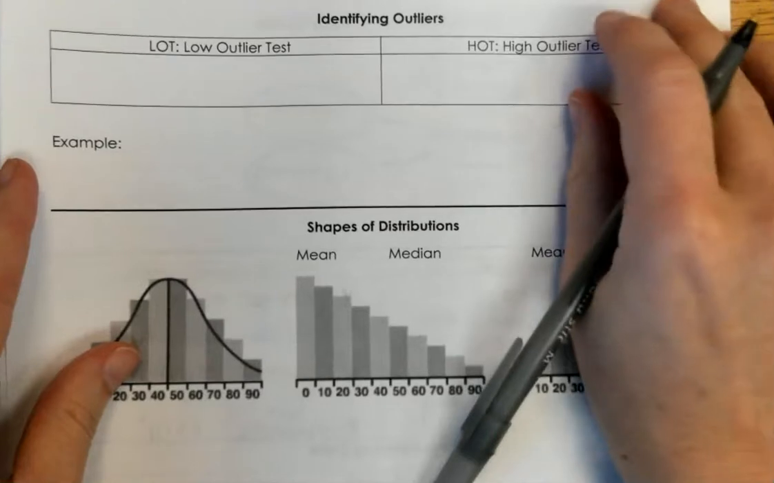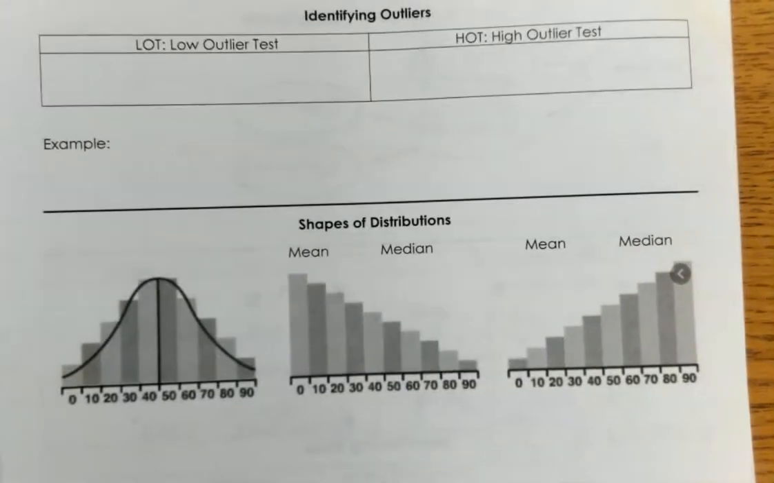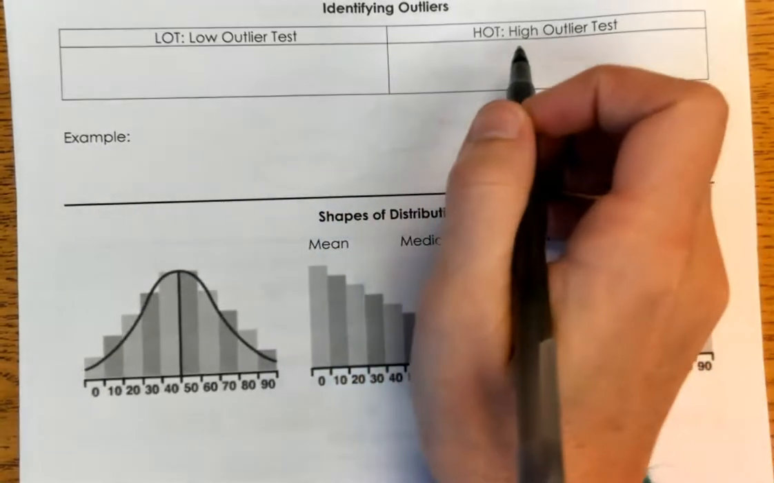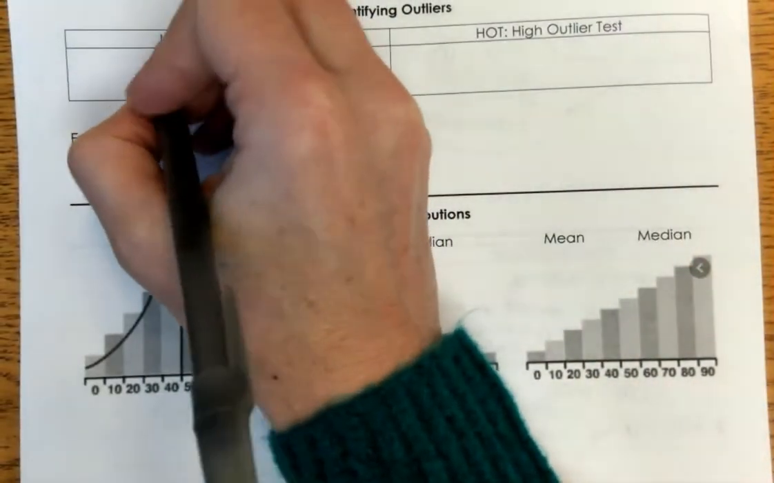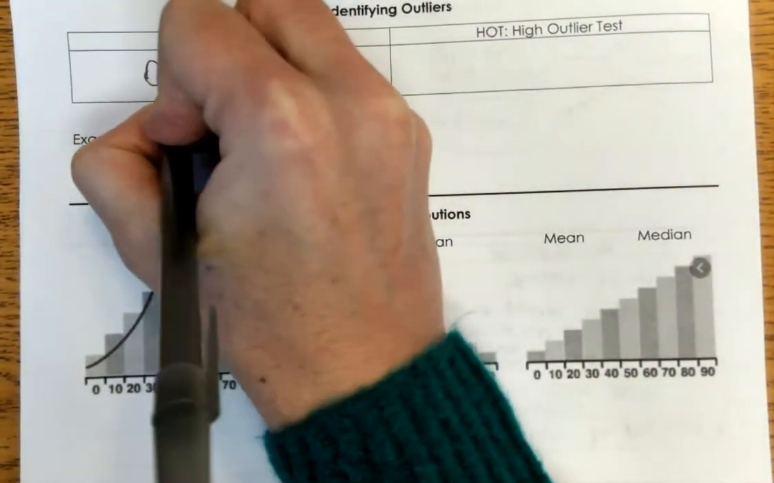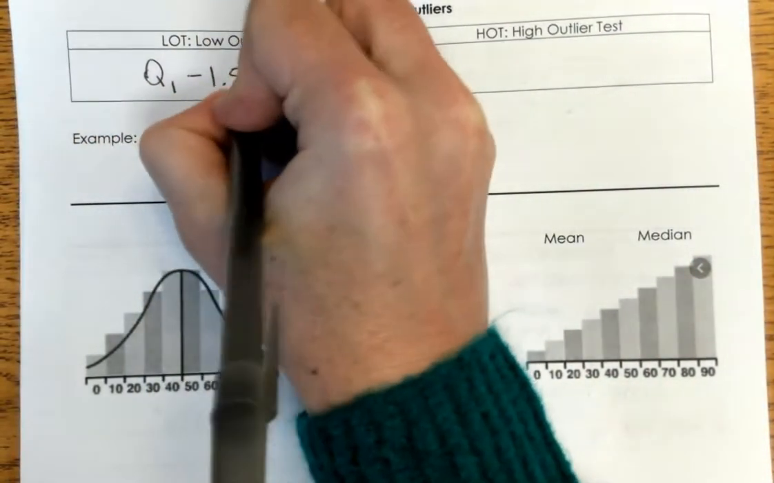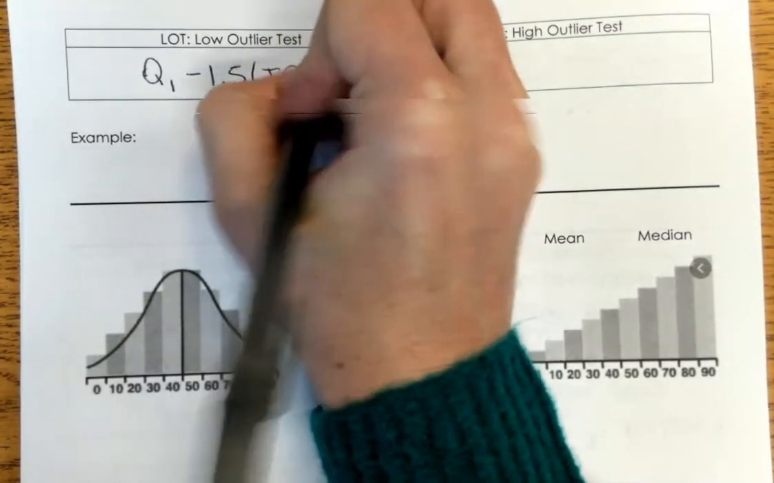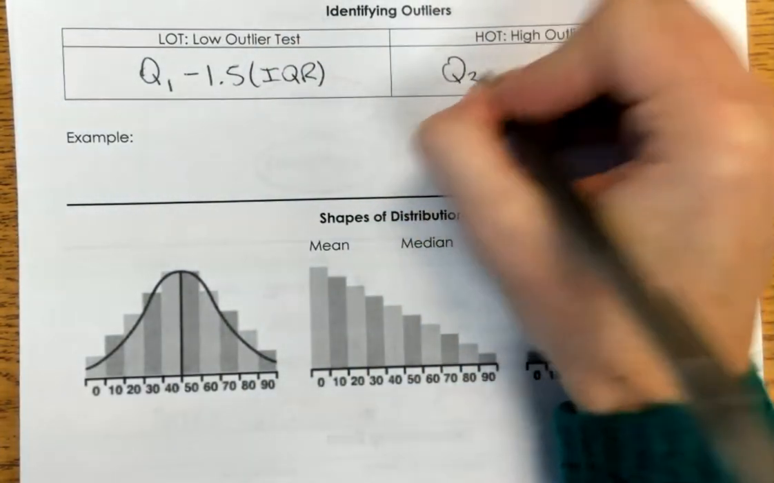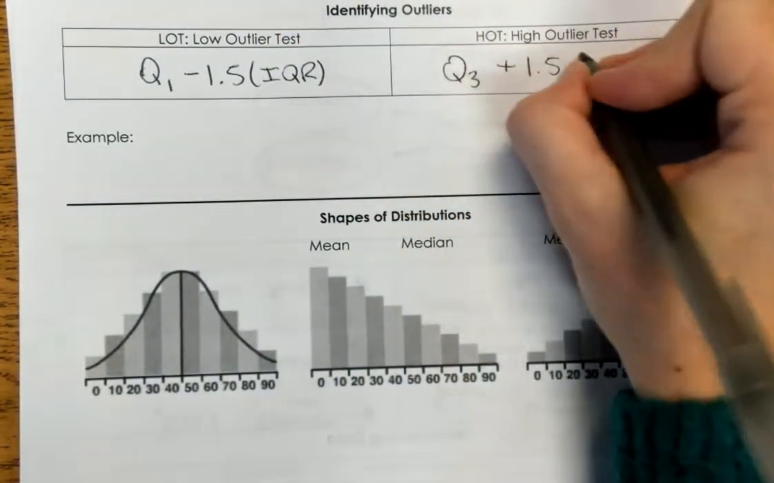All right, low outlier and high outlier test. So remember, if you're trying to find outliers in a data set, you need to do the low outlier and high outlier test. So the lot is going to be your Q1 minus 1.5 times IQR. And your hot is Q3 plus 1.5 times IQR.